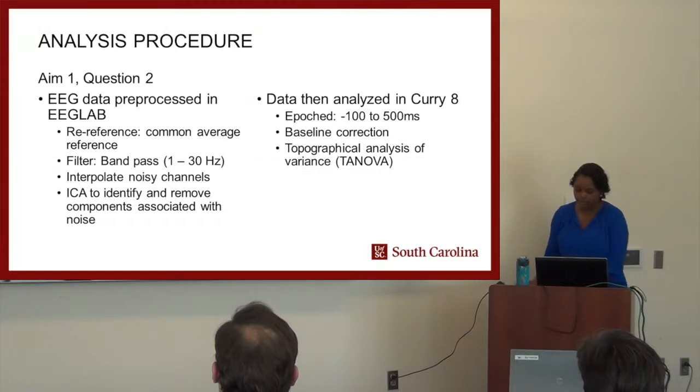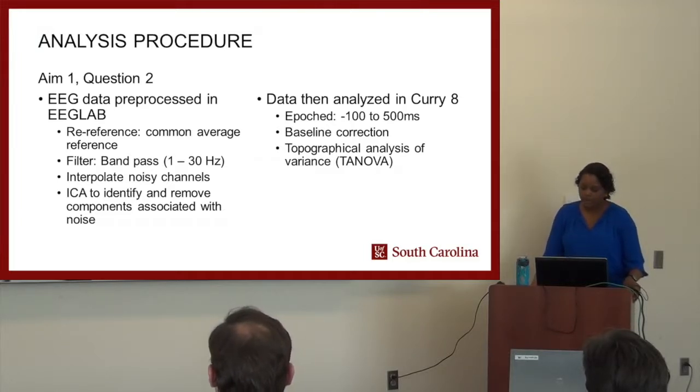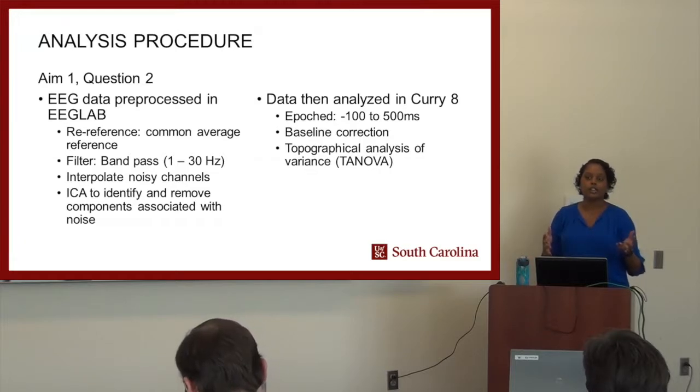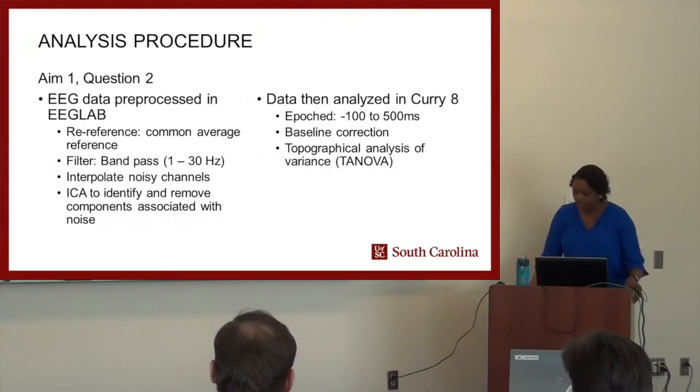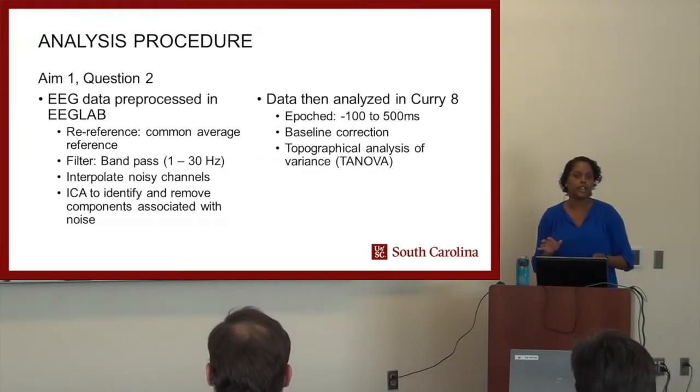They were epoched, baseline corrected, and then we conducted a topographical analysis of variance, the name of which is a bit misleading because it's not actually an ANOVA. It's a non-parametric randomization test. So what is done is the topographic maps are averaged. So you might average across groups or across conditions, depending on what contrast you'd like to look at. And then the dissimilarity between 2 maps at a given time is calculated, and that's the dependent measure there.